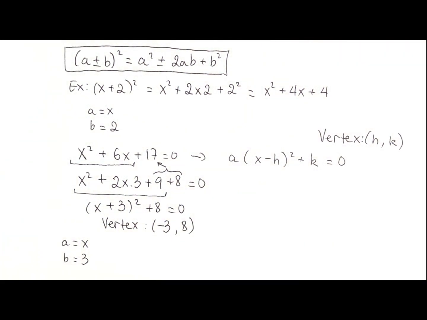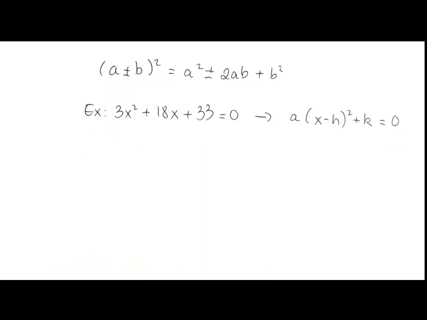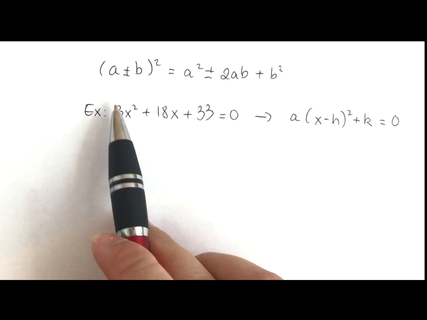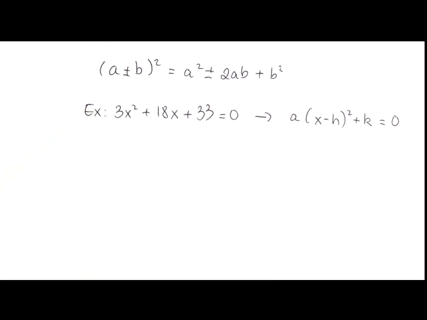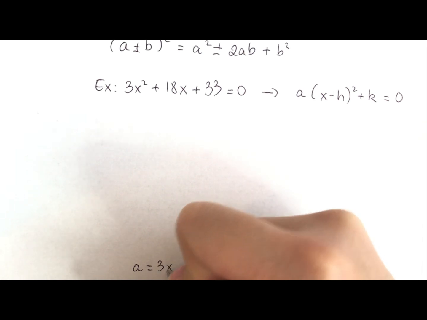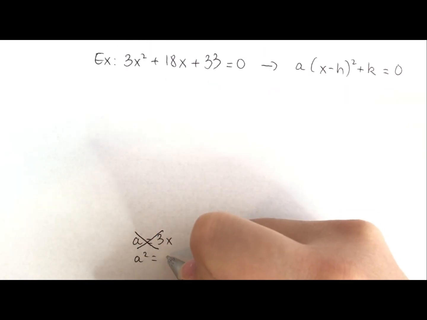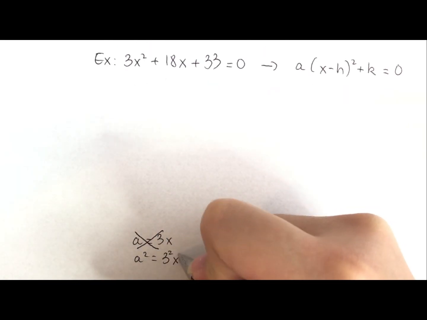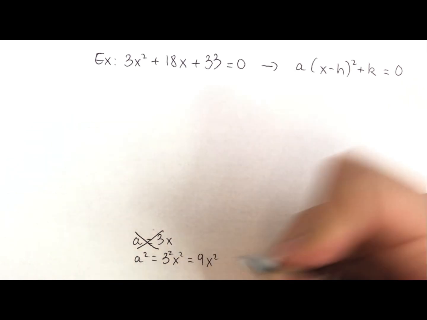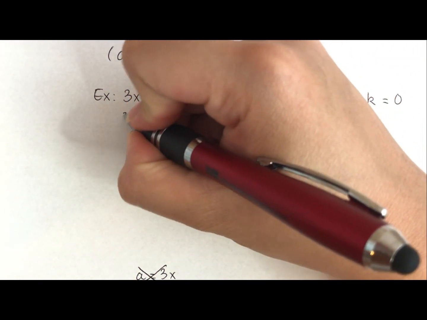I'll show you another example where the leading coefficient is not just 1. Remember how earlier, when we didn't have a 3, we just said that a is equal to x. One of the common mistakes is that, in this case, a would just be 3x. However, this is not right, because if a was 3x, then a squared would have been 3 squared x squared, which is 9x squared.